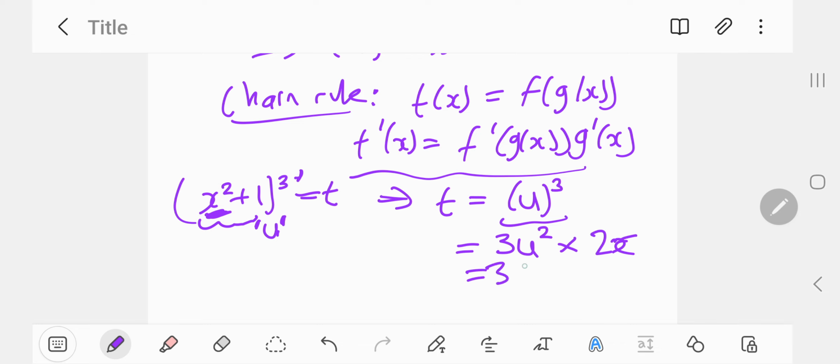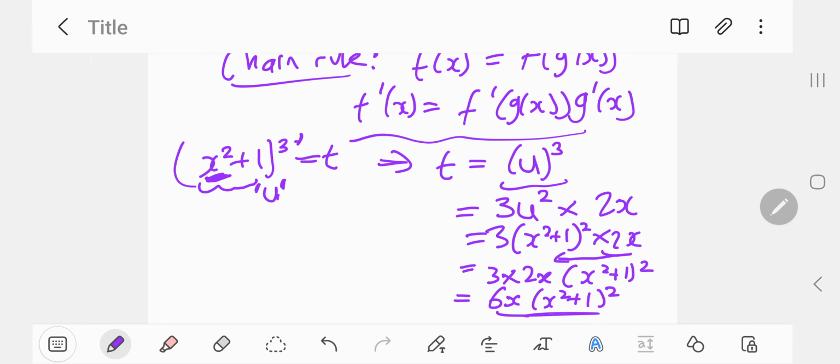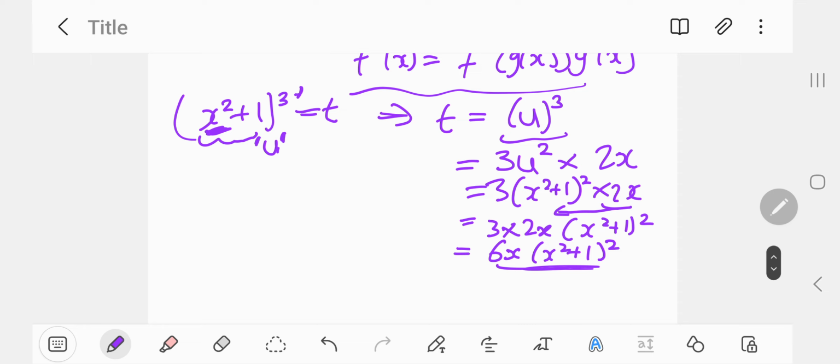So let's plug in u again, which is x squared plus 1, all of that squared, times 2x. Now let's bring the 2x to the front, so we get 3 times 2x and then (x squared plus 1) squared. 3 times 2x is just 6x, times (x squared plus 1) squared. So that's the chain rule. That's how you use it.